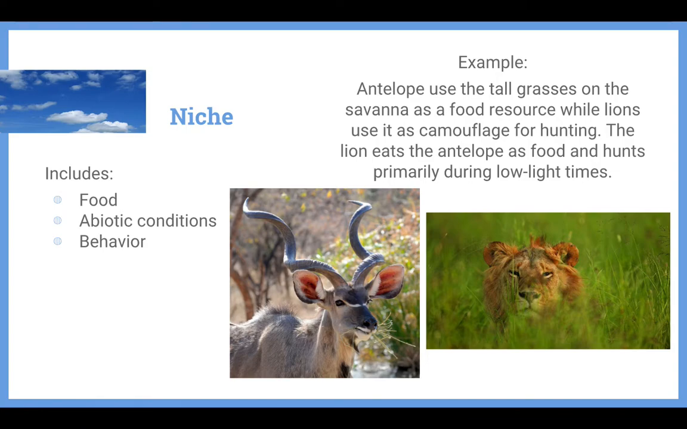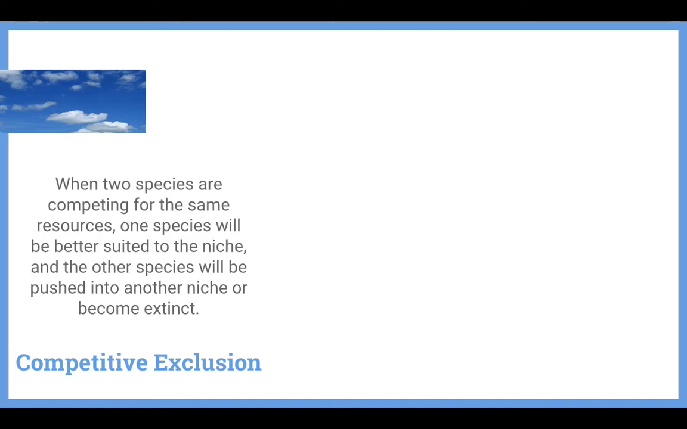Something else to keep in mind when we're talking about community interactions is something called competitive exclusion. Here's what it means. Two species compete for the same resource. One species is always going to be better suited to the niche than the other species. So what will happen is it'll either adapt or become extinct.